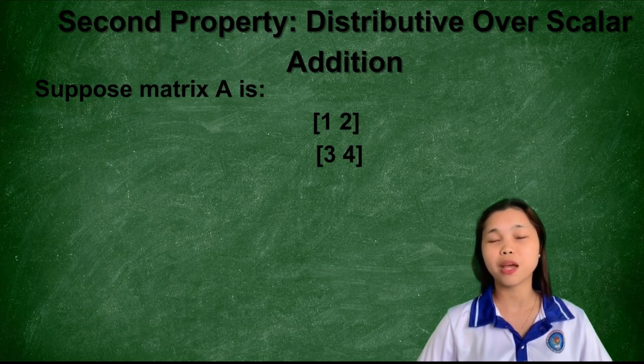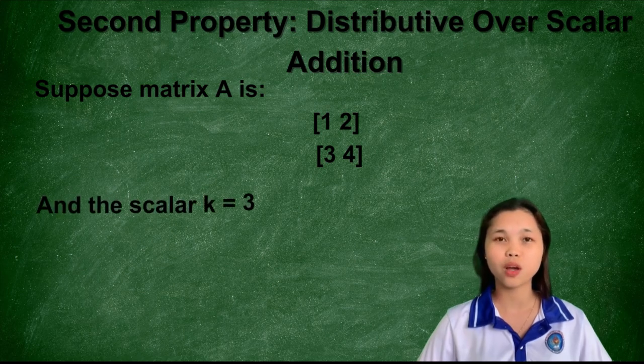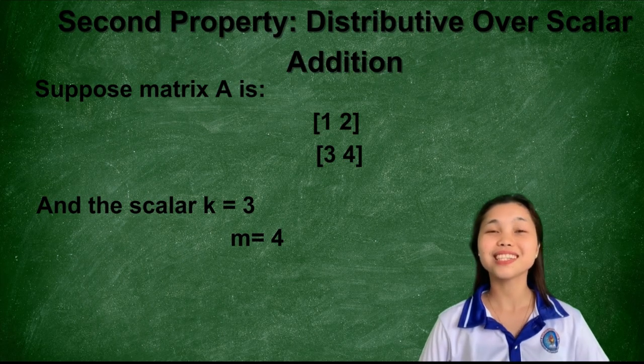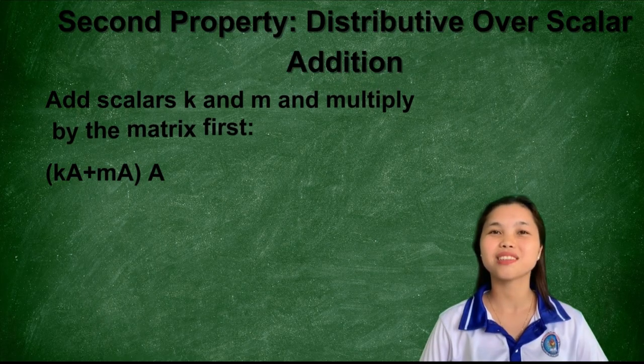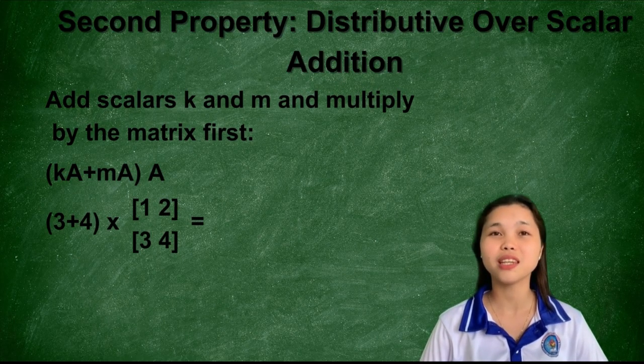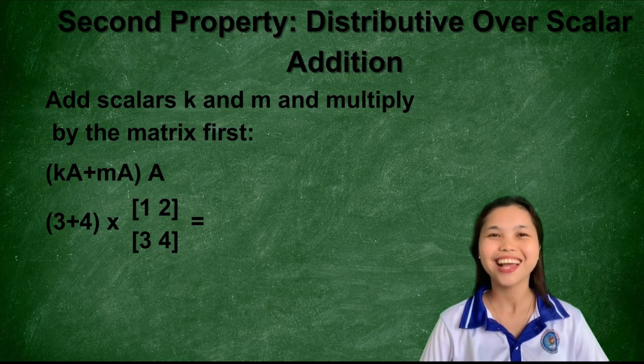Suppose we have a matrix A containing 1 and 2 on the first row and 3 and 4 on the second row. And we also have two scalars, k is equal to 3 and m is equal to 4. Now let's apply the property to the example. Let's start with the sum of the two scalars 3 and 4, which is equal to 7, multiplied by our matrix A.